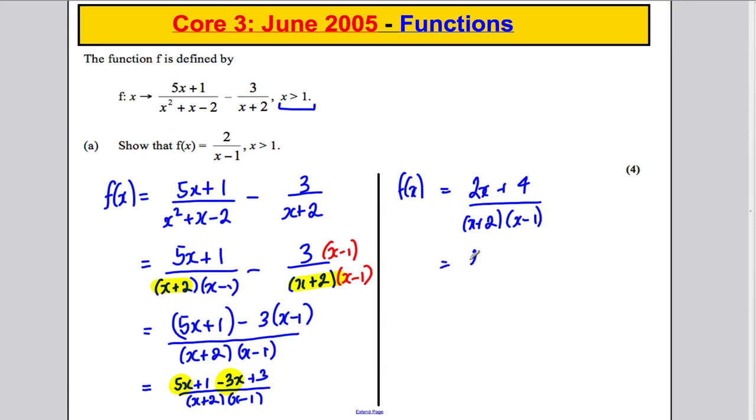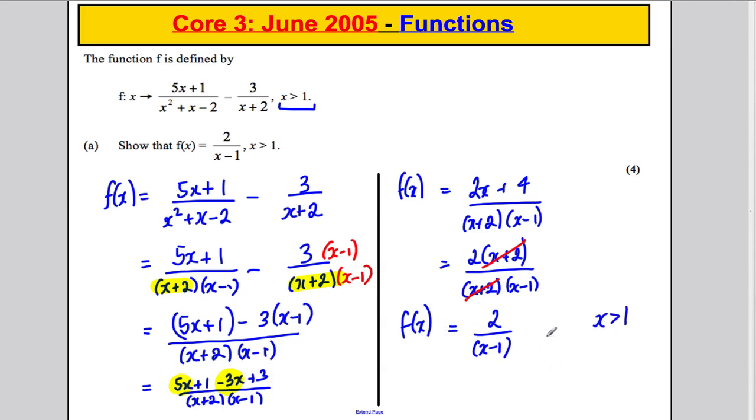Factorise a 2 out of the top. And oh look, as if by magic, the x + 2's cancel, and you get yourself 2 over x − 1. And that's your f of x. And x must be bigger than 1 for it to be valid. And you're done. Your 4 marks are in the bag.